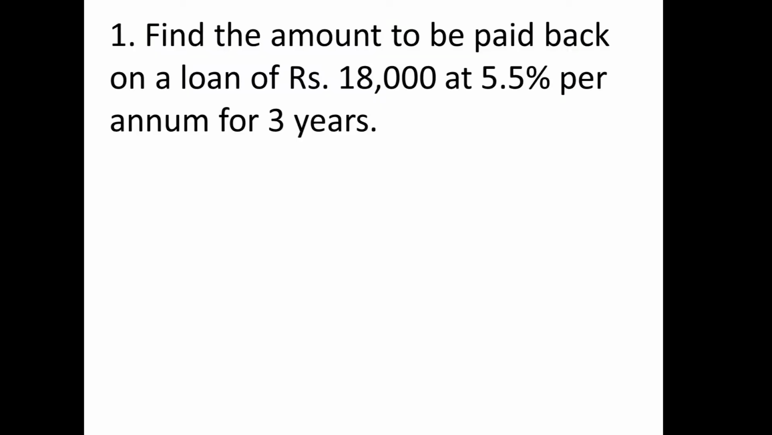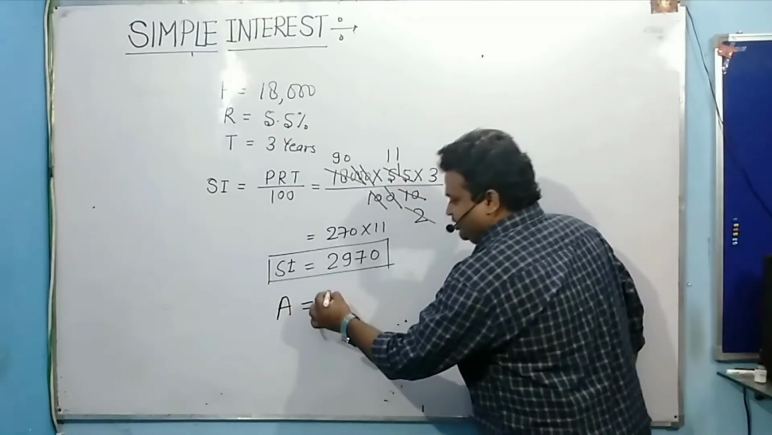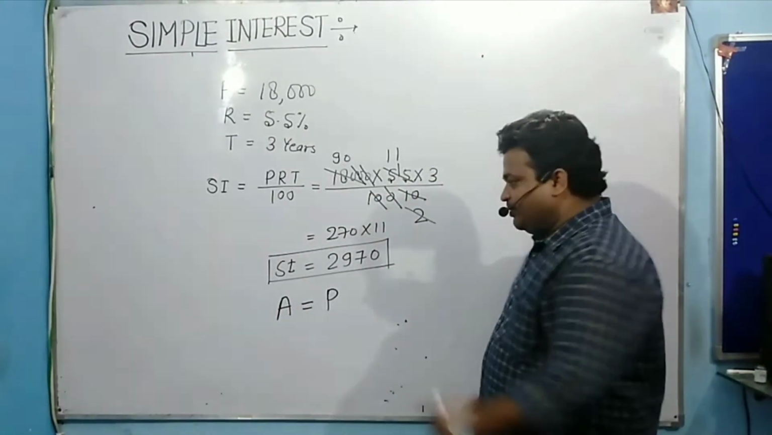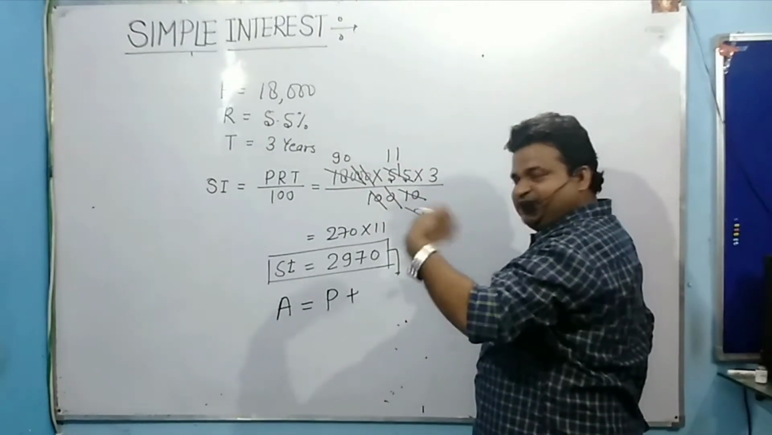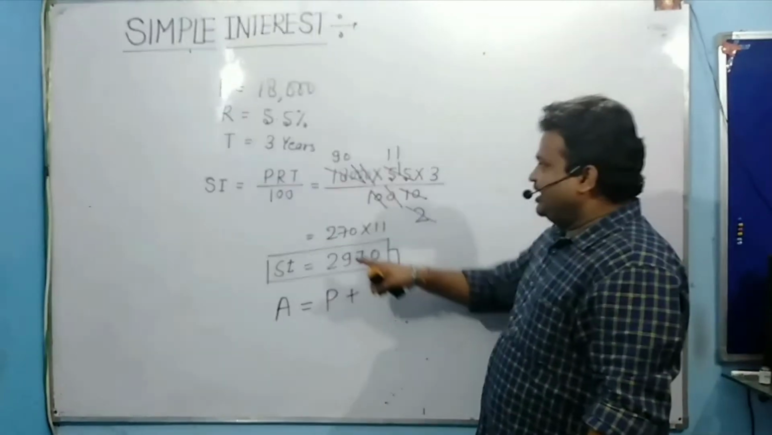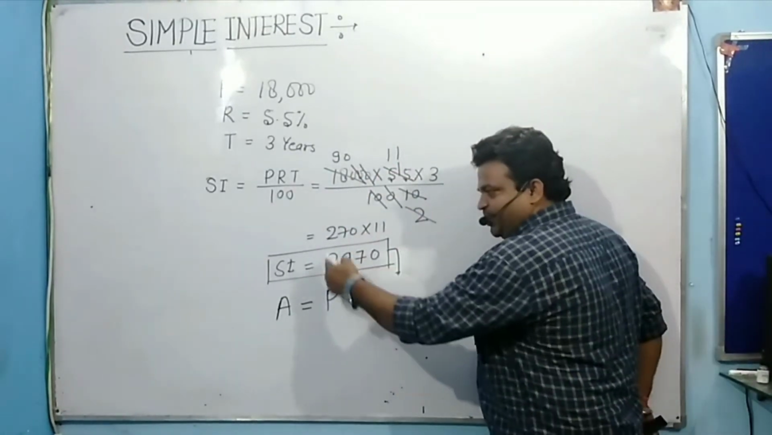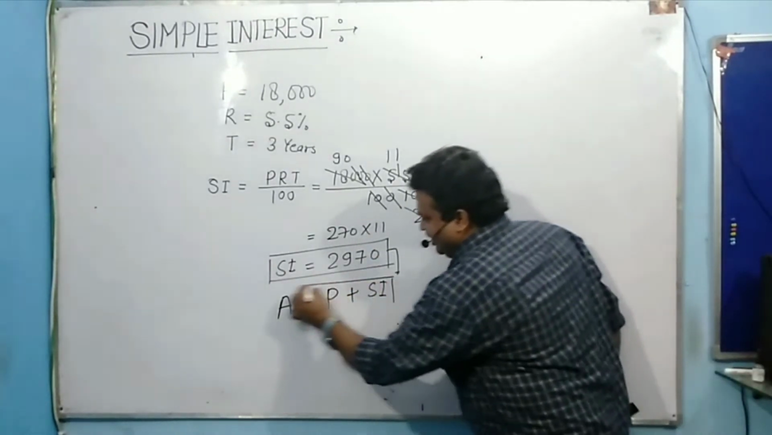What did the question ask? Find the amount to be paid back on the loan of 18,000. So you need to calculate the amount of money to be paid. What is the amount of money to be paid? The principal amount that you borrowed plus the simple interest for 5.5% rate for 3 years. That means you have to pay more than 18,000 because simple interest applies on that money. So this is simple interest, and this is the other formula.